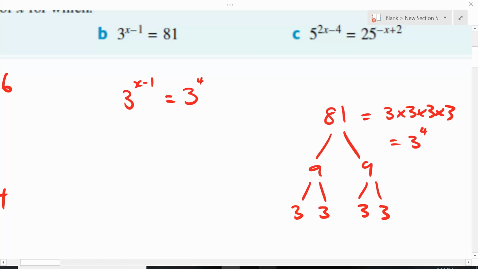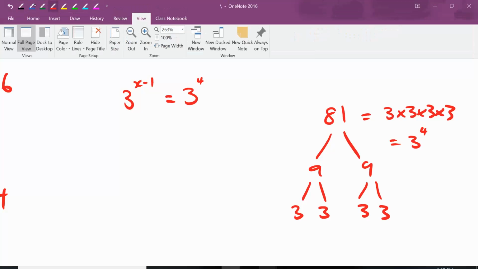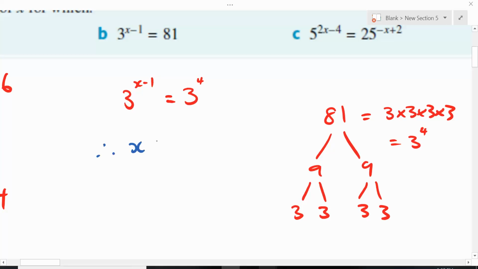But here's the thing. If left-hand side equals right-hand side, and they're both the base of 3, then that means the powers have to be the same as well. So x minus 1 has to be the same as 4. That's what you're trying to say. You're saying that x minus 1, which I'll write over here, has to equal 4. These two have to be the same because apparently the equation's equivalent.